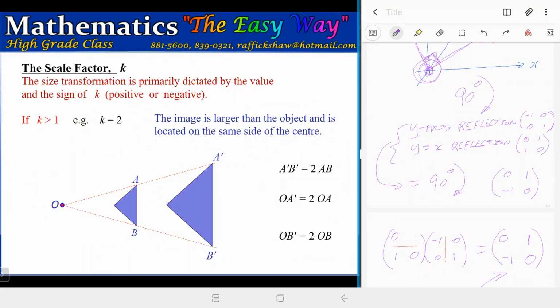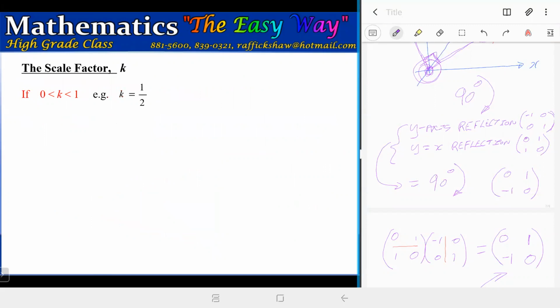Let's look at another scale factor now. Let's say the scale factor is a fraction, like a half, or a third, or 3/4. A scale factor of a half means that the thing gets smaller. It's now half the size. In addition to being half the size, it's half the distance away from the center of the enlargement because of the half. So the scale factor changes the size of the thing and also changes the distance from the center.